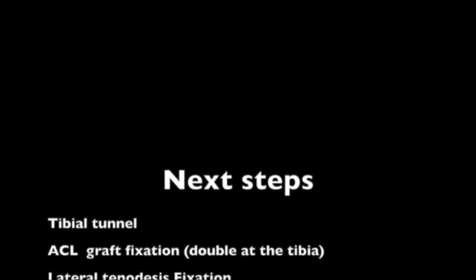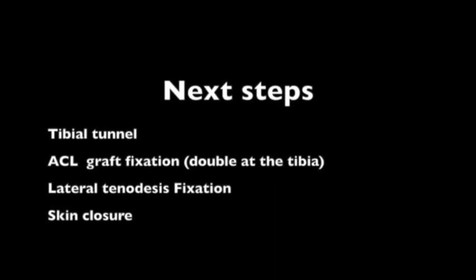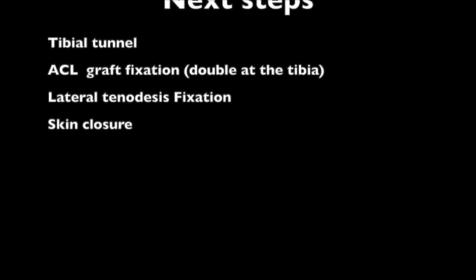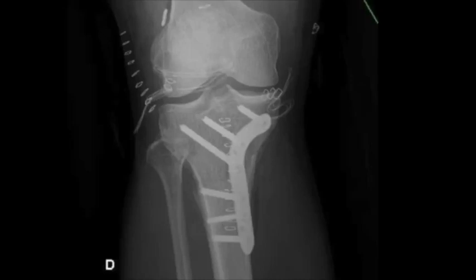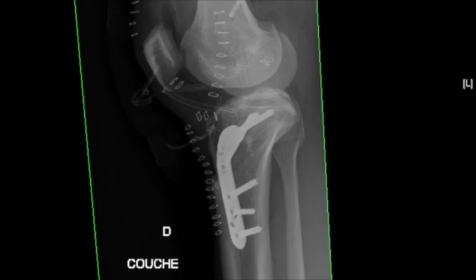The next step will be the tibial tunnel, ACL graft fixation that needs to be doubled at the tibia, fixation of the lateral tenodesis, and finally skin closure. This is the final X-ray of this patient in frontal and sagittal view with the complete closure of the osteotomy gap.